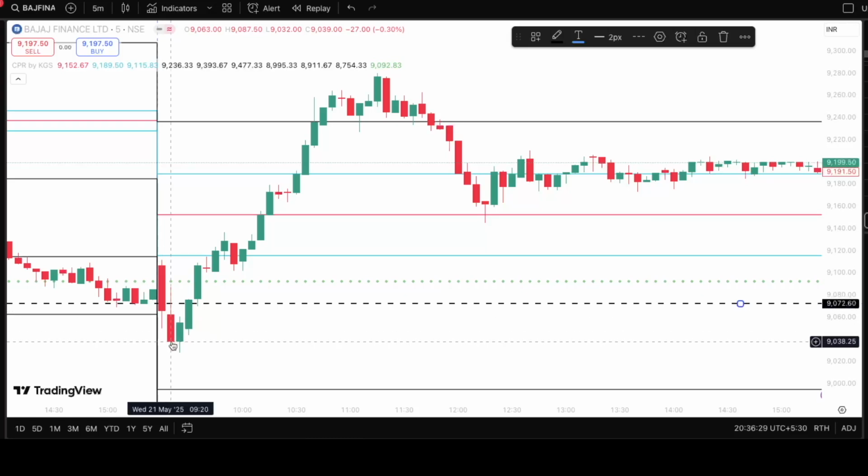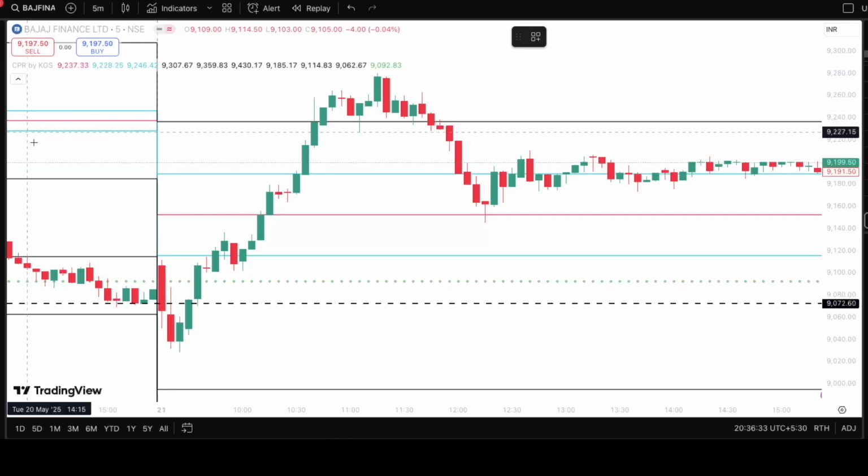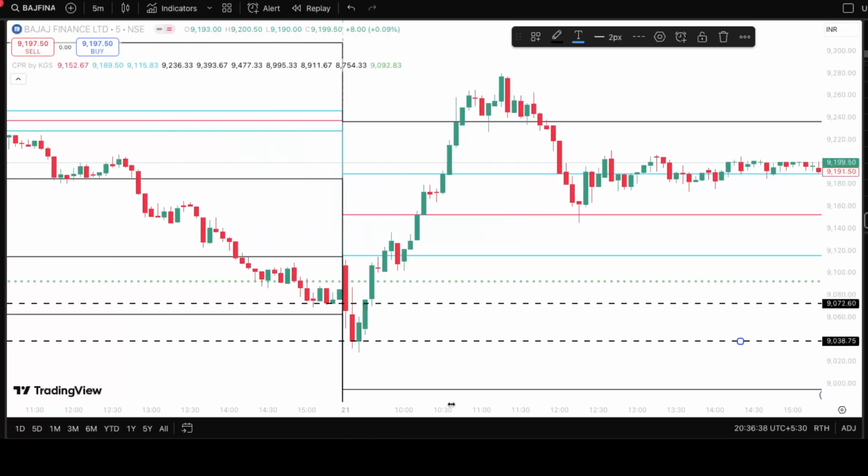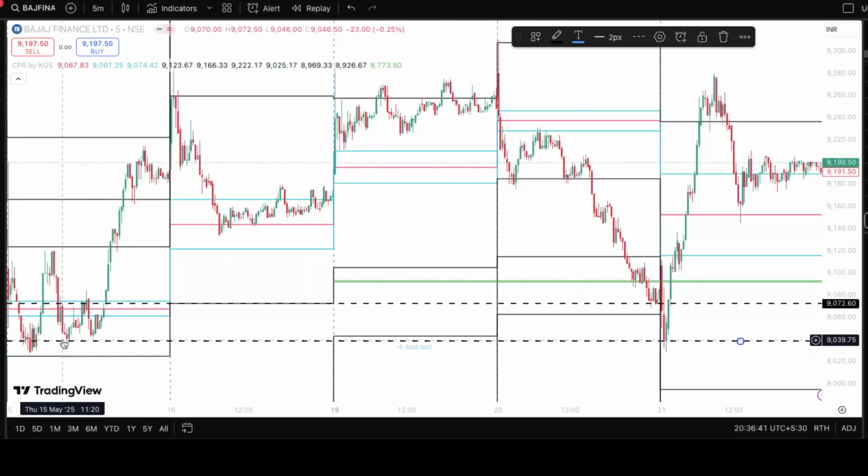suddenly from this level. And why did it reverse from here? If I draw a line from where it exactly reversed, and if I zoom out a little bit, we see that this level has been acting like a historical demand zone. So the market remembers even old supports and resistances.